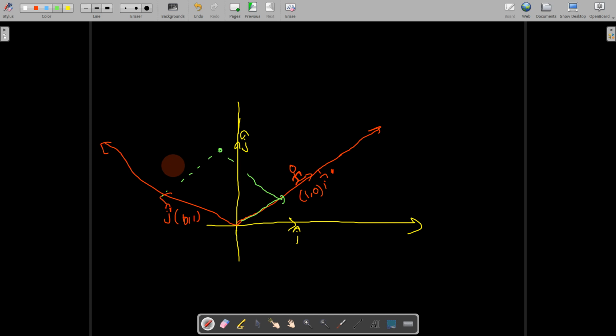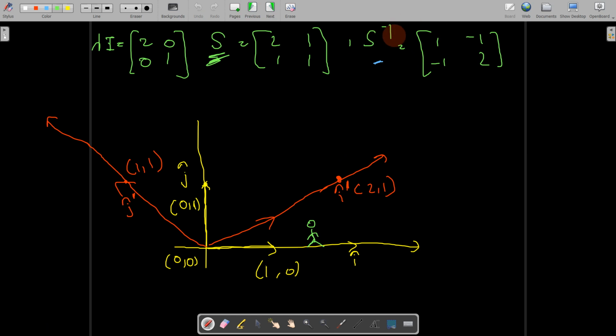Suppose there is a point over here, the green point. How do you write the coordinate of this point? You write how many units you have to walk along this red eigen coordinate system's i cap dash, and how much along this red j cap dash you have to move, how much scalar to reach this point. So this is being represented using S inverse.